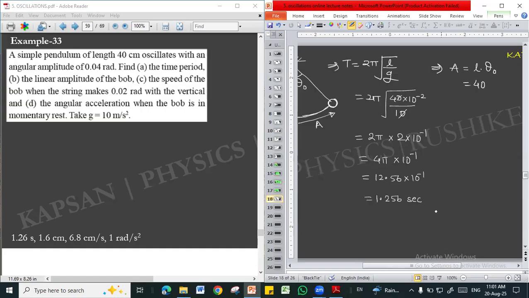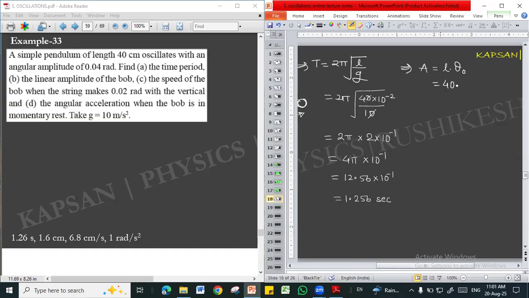Sorry, the length of the pendulum is 40 centimeter. And this theta naught, the angular amplitude, is how much? 0.04 radian. So 4 into 4, that will be 16. This 0 and this double 0 means single 0. Single 0 means 1.6. That will be our linear amplitude.